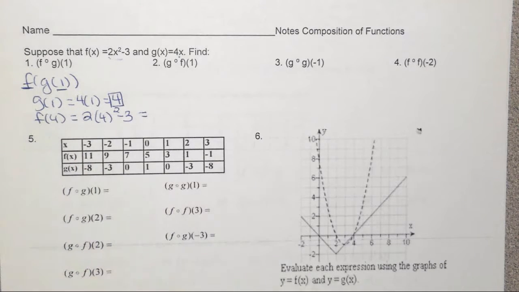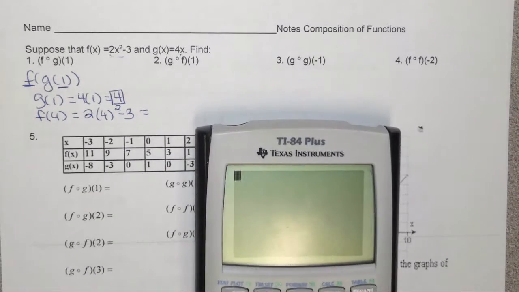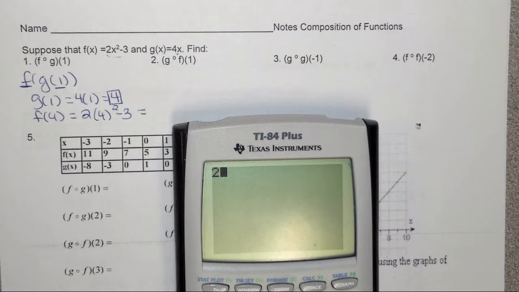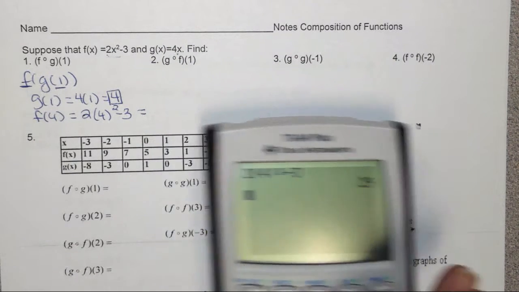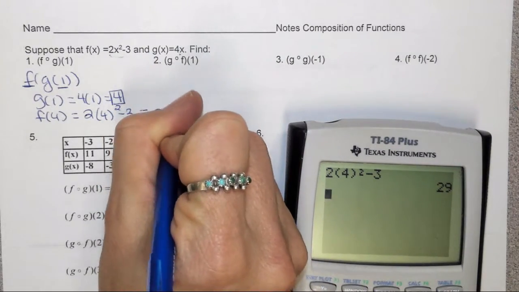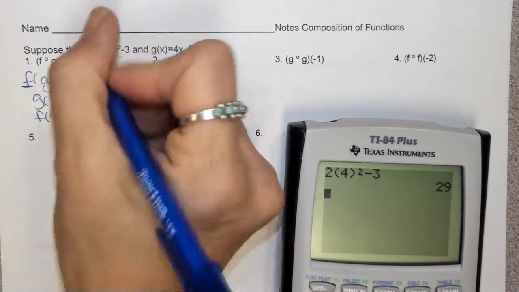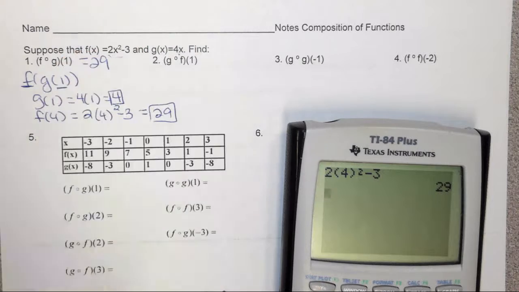You're allowed to use your calculator, so if you need to type it in your calculator, go ahead. For those of you that don't know how to type it in, you're going to have 2, parentheses, 4 squared, minus 3. So that's 29. Your last answer will always be your final answer.